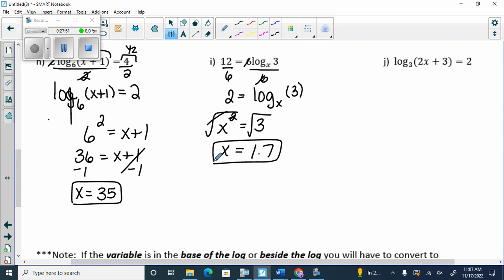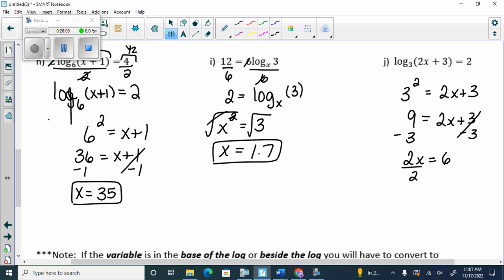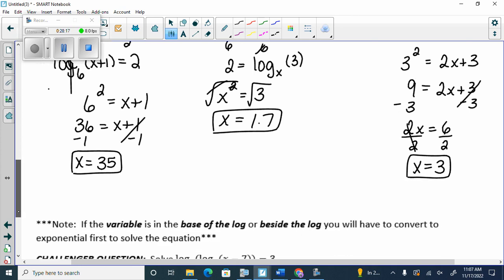And then this one I get 3 to the 2 equals 2x plus 3. 3 to the 2 is 9. Subtract 3. 2x equals 6. Divide by 2. X equals 3. So can we check these all algebraically? Yes. Can we check them all graphically? Yes. Okay, what if I give you something like this?